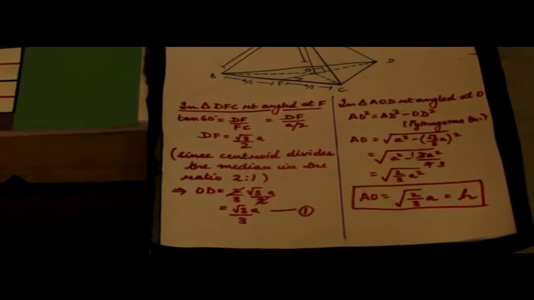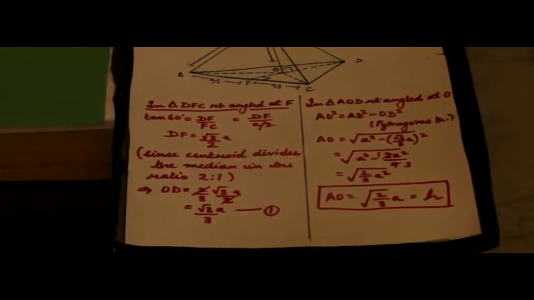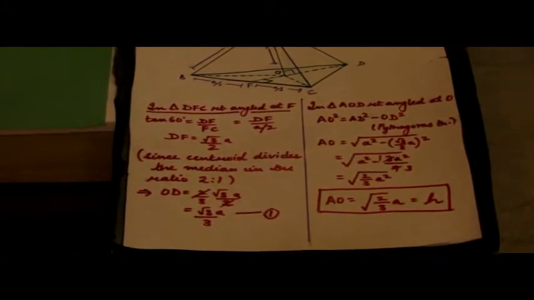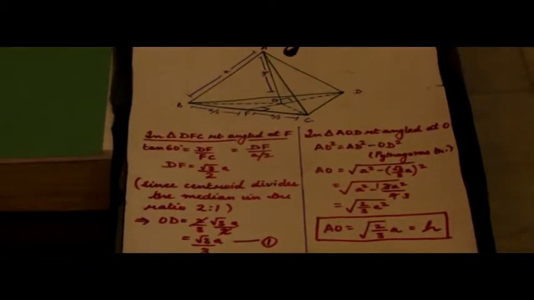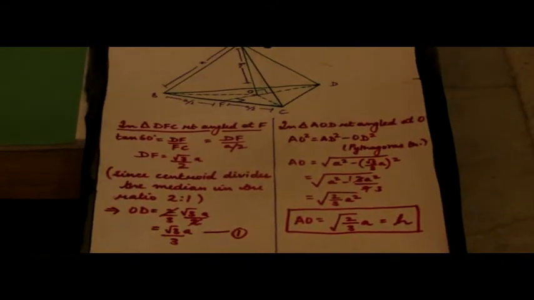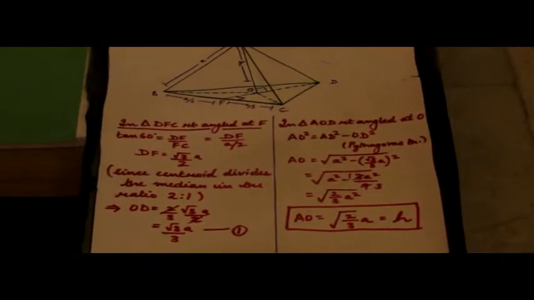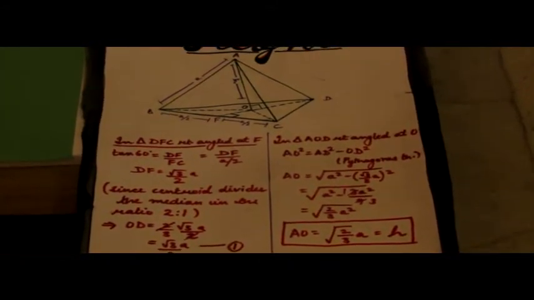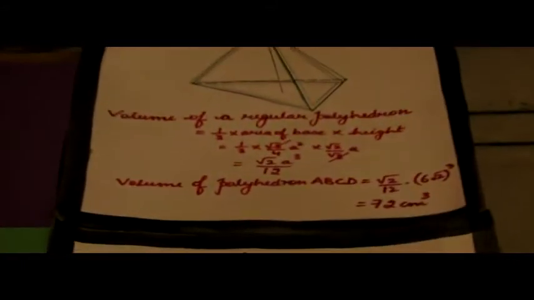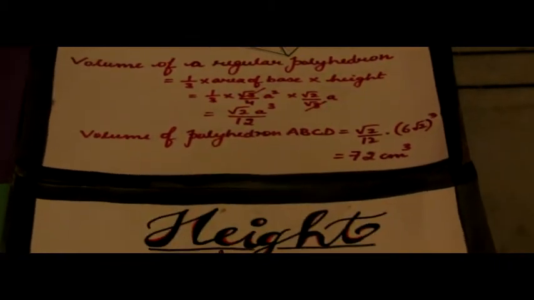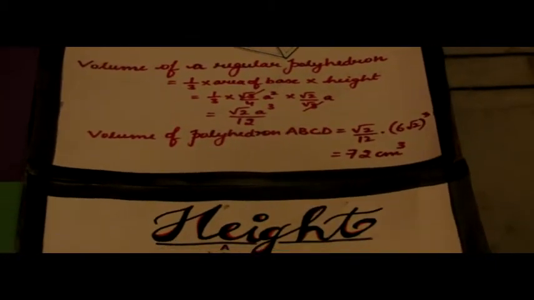Since the centroid divides the median in the ratio 2:1, this implies OD is equal to a root 3 by 3. In triangle AOD, right angled at O, AO squared is equal to AD squared minus OD squared by Pythagoras theorem. Using the value of OD derived earlier, AO equals the square root of a squared minus (a root 3 by 3) whole squared, which implies that the height of a regular tetrahedron is a root 2 by 3. This implies that the volume of a regular tetrahedron is root 2 by 12 a cubed and the volume of tetrahedron ABCD is 72 centimeter cubed.